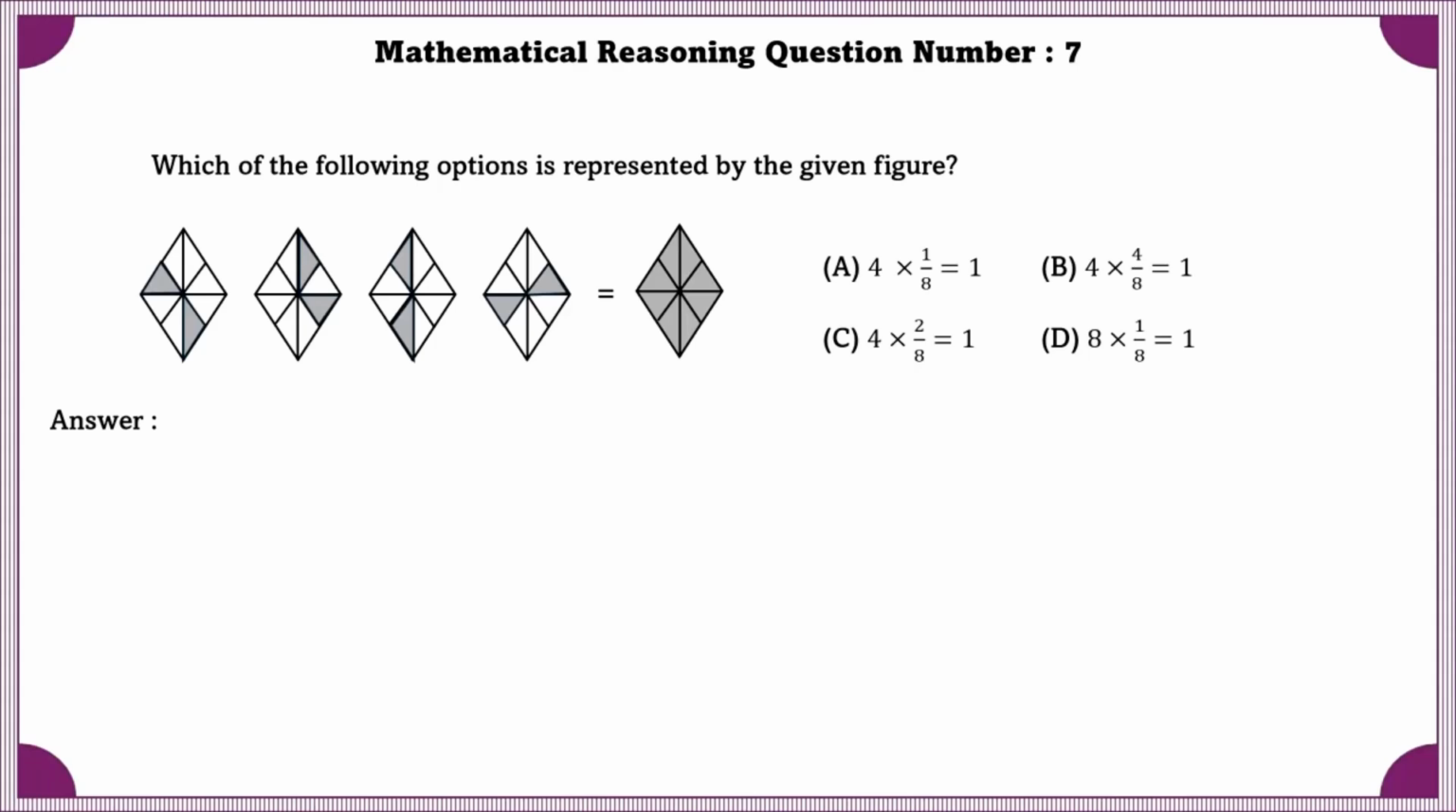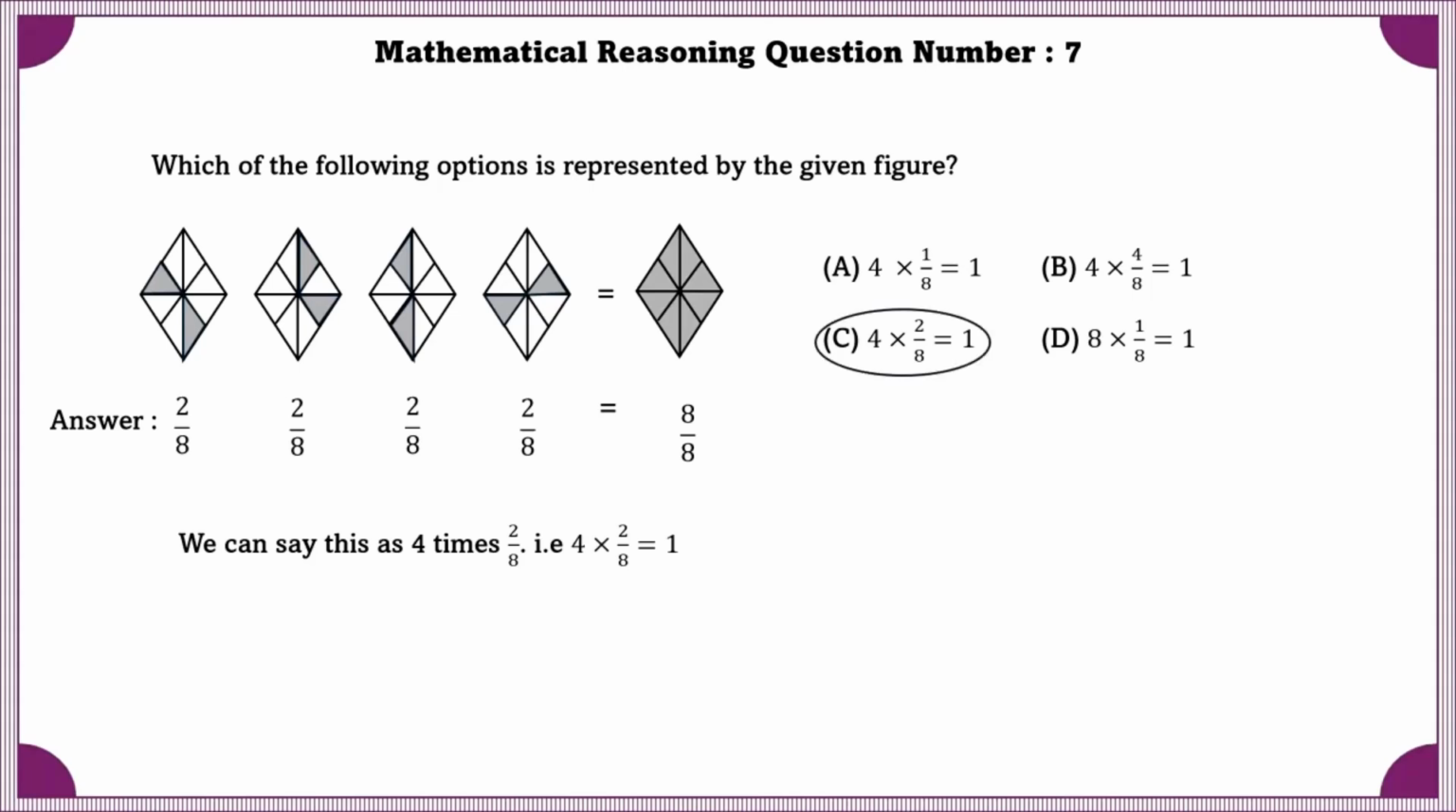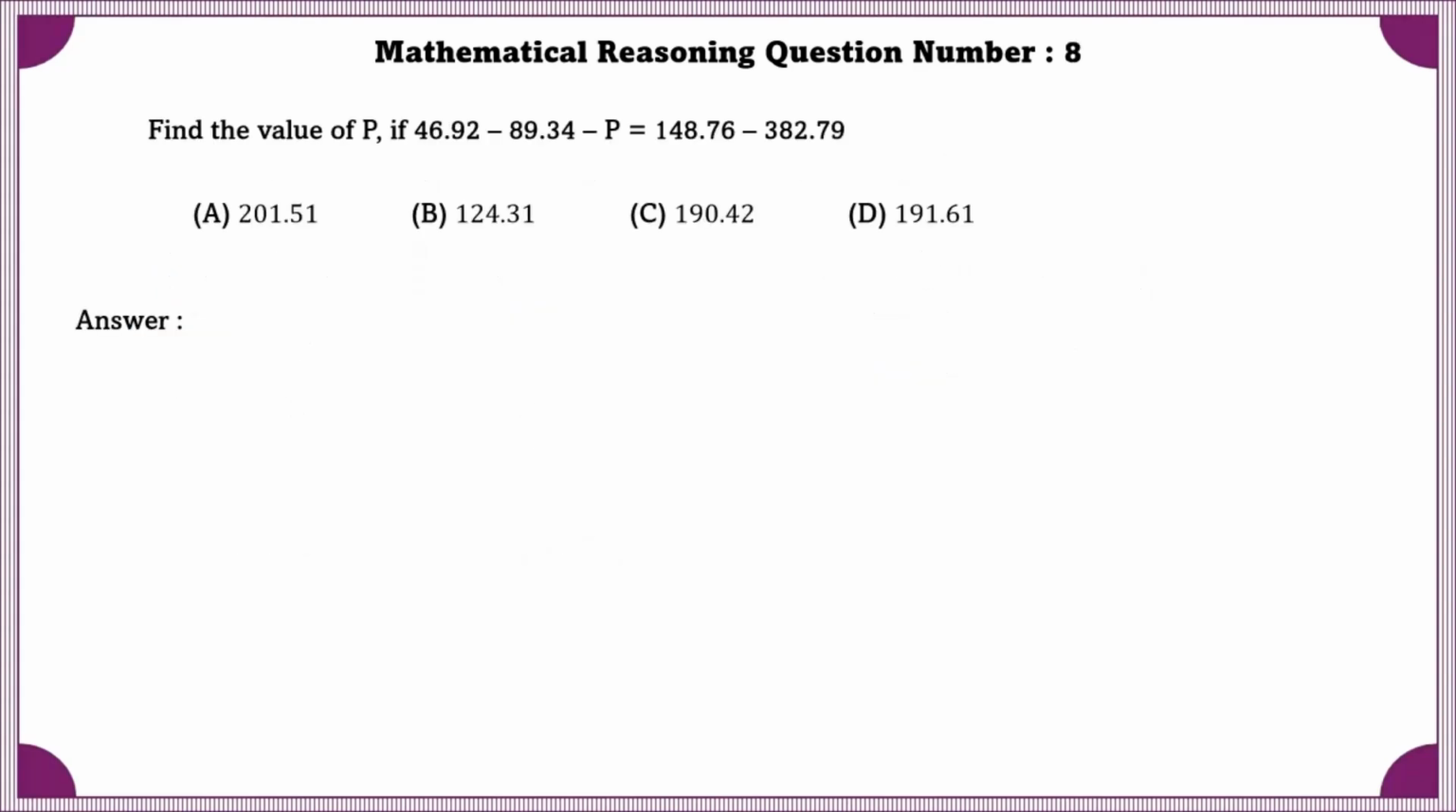Mathematical reasoning question number 7. Which of the following options is represented by the given figure? Here we have 2 by 8 plus 2 by 8 plus 2 by 8 plus 2 by 8 which is equal to 8 by 8. Now we can say that 2 by 8 plus 2 by 8 plus 2 by 8 plus 2 by 8 is equal to 4 times 2 by 8. That is 4 into 2 by 8 which is equal to 1. Therefore the correct option is the C option.